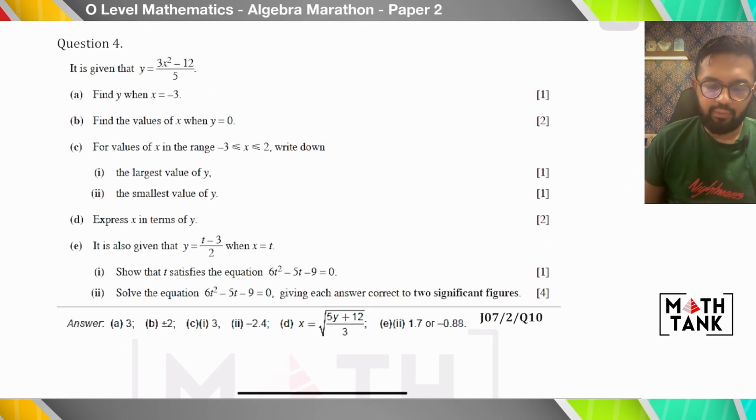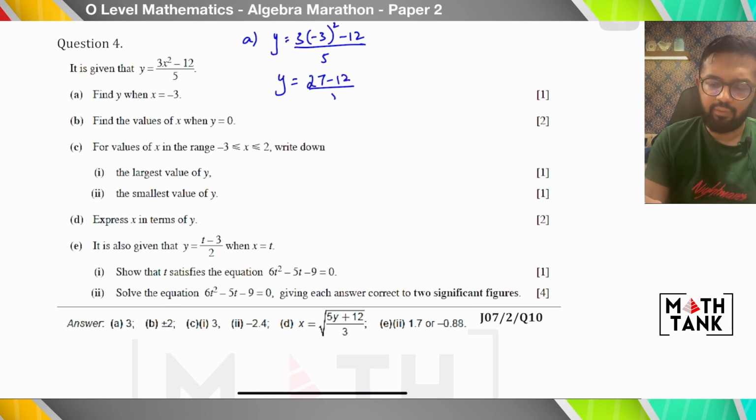Question 4 says it is given that y equals 3x squared minus 12 over 5. Find y when x equals minus 3. So part A, 3 times minus 3 squared, that's 27, minus 12 over 5. Essentially, I can do this on a calculator, I don't need to do this manually. But I do get 3, so that's fine.